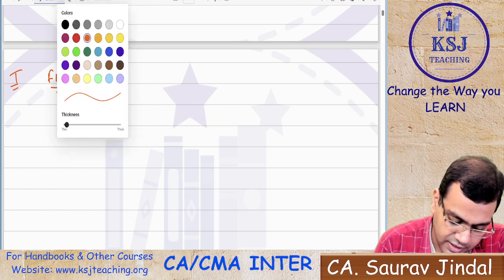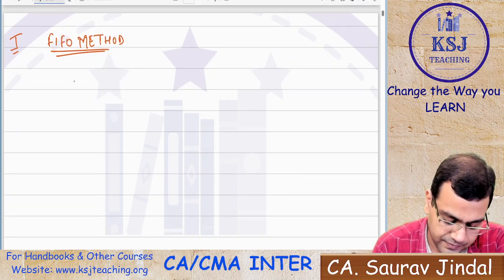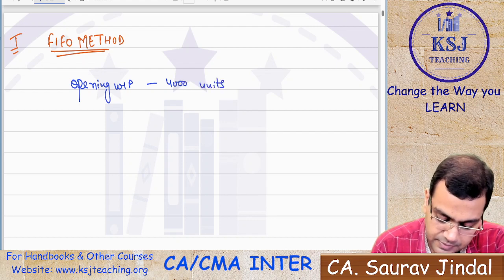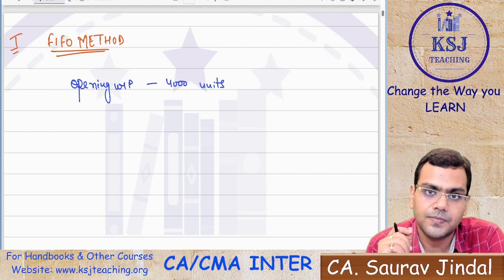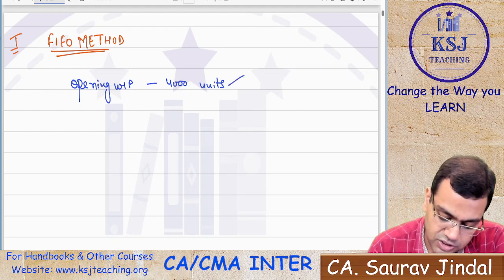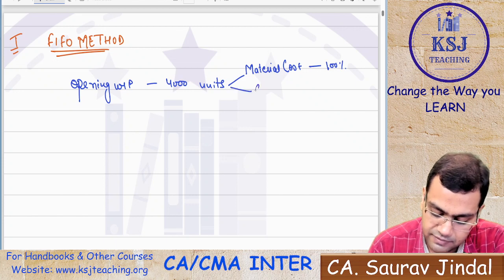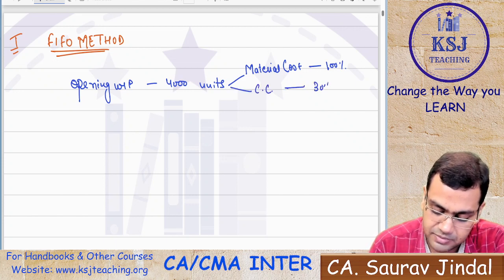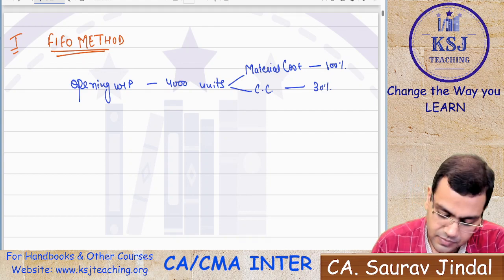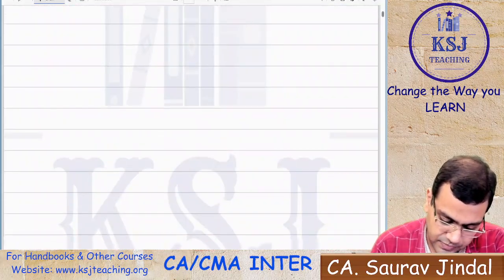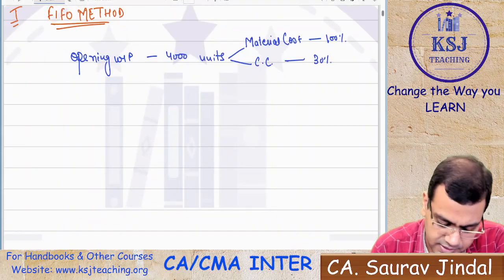Sir, in the FIFO method, you will be given the opening WIP. Let's say it is 4,000 units, on which material cost has been fully incurred, that is 100%, and the conversion cost is incurred to the tune of, let's say, 30%. Then further data will remain same. Further data will be fresh input 10,000 units. Let's frame a question and try to understand it.